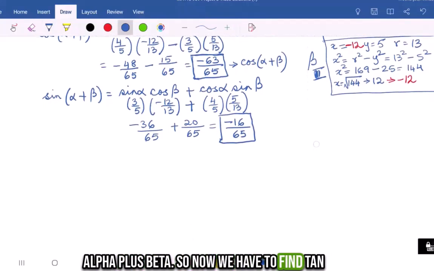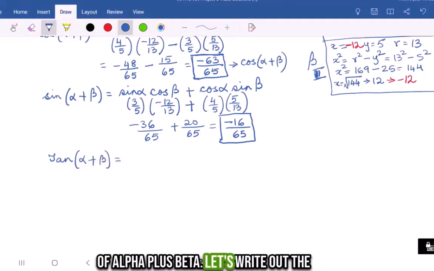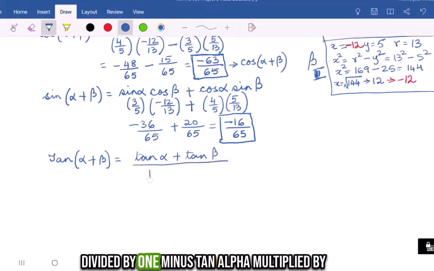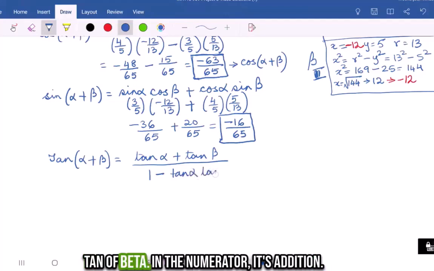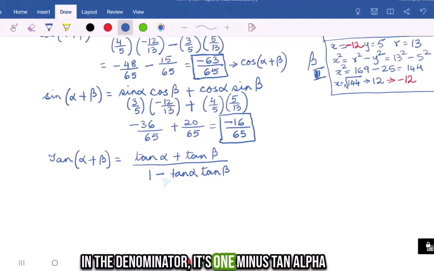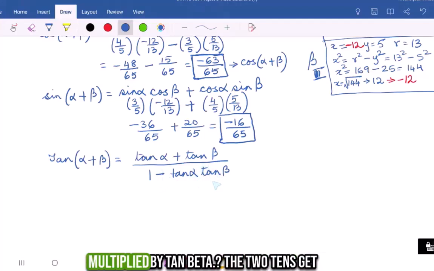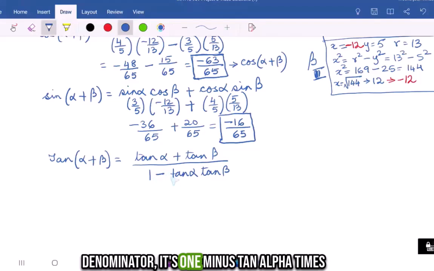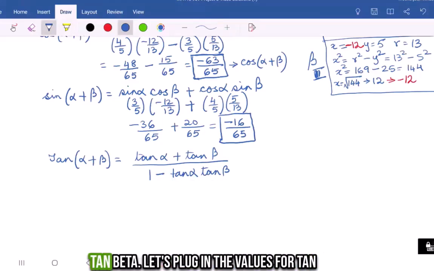So now we have to find tan of alpha plus beta. Let's write out the formula again. It's tan alpha plus tan beta divided by 1 minus tan alpha multiplied by tan of beta. In the numerator, it's addition. In the denominator, it's 1 minus tan alpha multiplied by tan beta. The two tans get multiplied in the denominator. In the numerator, they get added. But in the denominator, it's 1 minus tan alpha times tan beta.